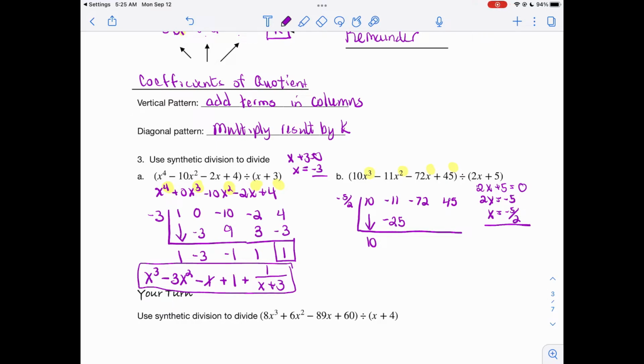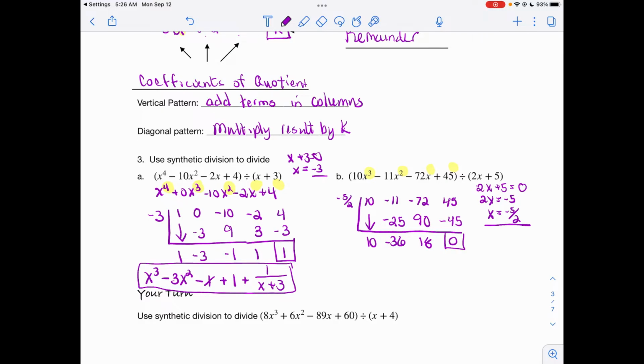And then we'll subtract these to get a negative 36. Negative 5 halves times a negative 36 is a positive 90. Negative 72 plus 90 gives us 18. 18 times negative 5 halves is negative 45, which is 0. So this one has remainder 0. So I know it is a factor of the original polynomial. It divides equally into it.